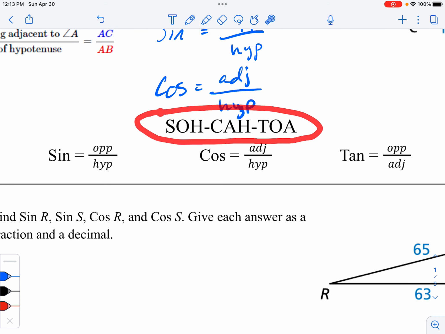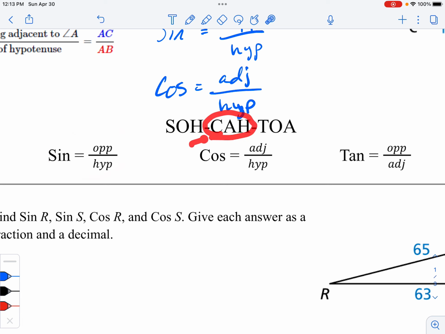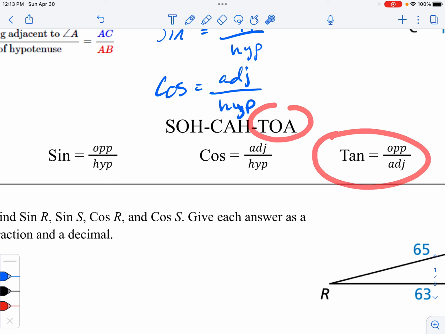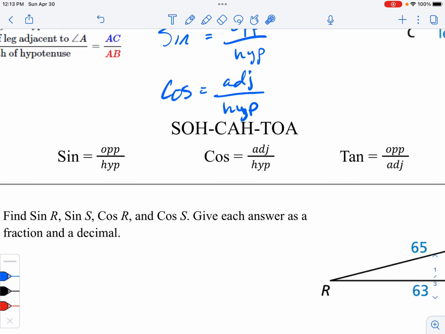This is SOHCAHTOA, that's what we say, SOHCAHTOA. It helps us remember these different ratios. I'm not sure where this came from. It's been around for a really long time, just as a tool to help us remember. This first portion, SOH, tells us that the sine is the ratio of opposite over hypotenuse. CAH, cosine, adjacent over hypotenuse, and then finally TOA, tangent, opposite over adjacent. So if you can remember this, you should be able to remember these three ratios.